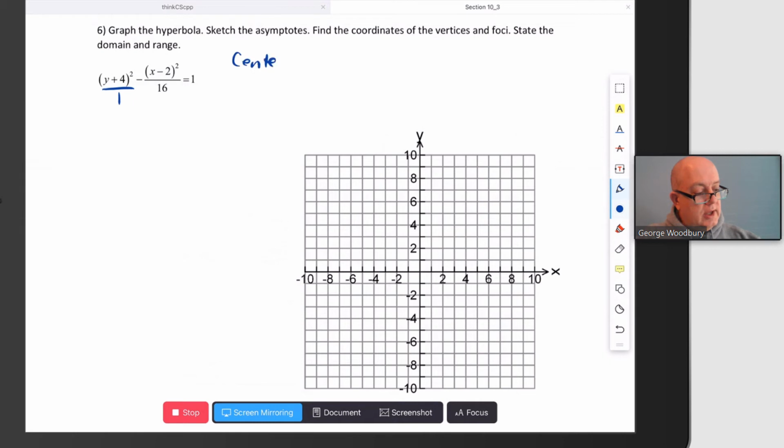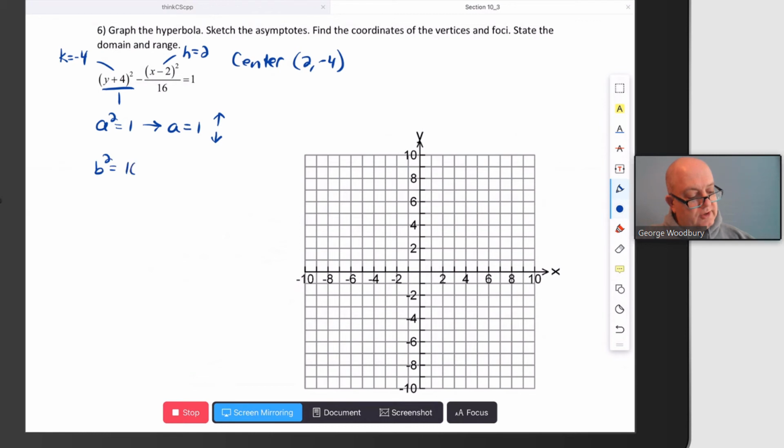Center. X first. Even though we see the y first, you've got to write down the x coordinate first, and that's going to be 2, and then -4 for y. H is 2, k is -4. A squared equals 1 means that a equals 1. We're going to move up and down by 1. B squared equals 16. B is equal to 4. That's going to be left and right from the center.